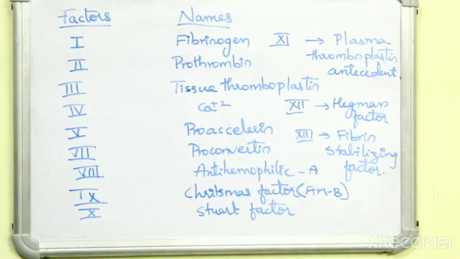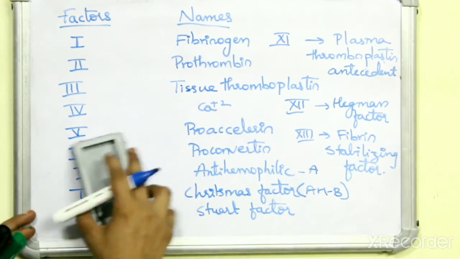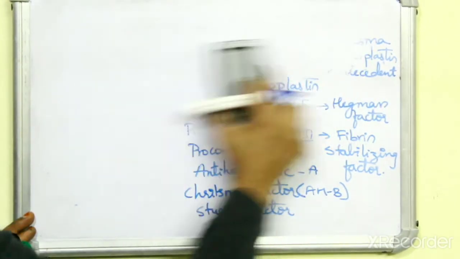I know this is available in all kinds of books, so don't worry. You have to remember their names and also the factor numbers. There are other names also, but just remember these names. This is sufficient. So we have discussed the formation of the clot.